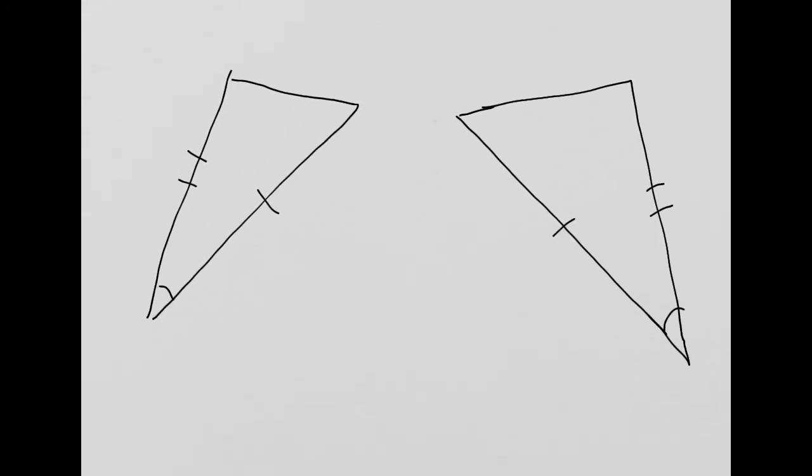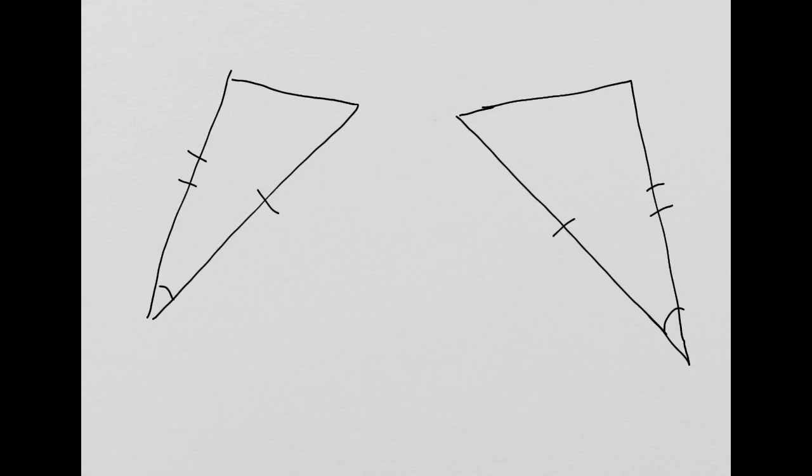So go ahead and take a look at these and decide, can we show that these triangles are congruent? And if we can, would we do it using side, side, side or side, angle, side? So go ahead and pause the video, copy down the triangles, and write down your answer. Now that you've had a chance to look at these on your own, let's go over them together. So let's take a look.